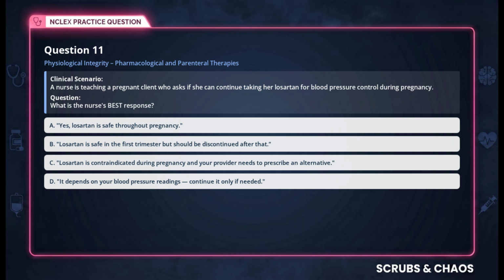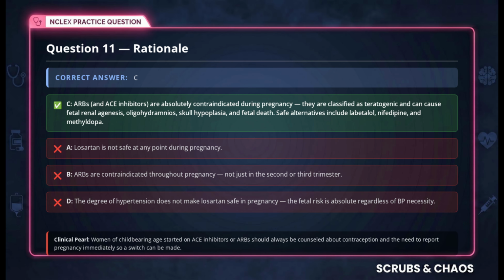C, losartan is contraindicated during pregnancy and your provider needs to prescribe an alternative. D, it depends on your blood pressure readings. Continue it only if needed. C, contraindicated. Full stop. Not first trimester safe.